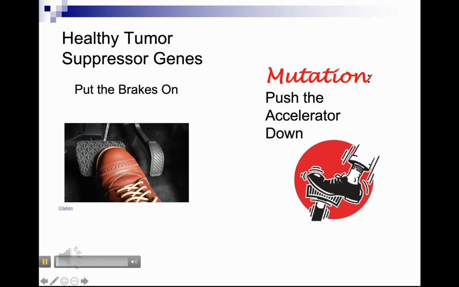Healthy tumor suppressor genes put the brakes on cell division. When it's mutated, it's like pushing the accelerator down, uncontrolled cell division. Healthy tumor suppressor genes repair damaged DNA, code for apoptosis, and kick damaged cells out of the cell cycle. Failure to do these things increases the risk for cancer.